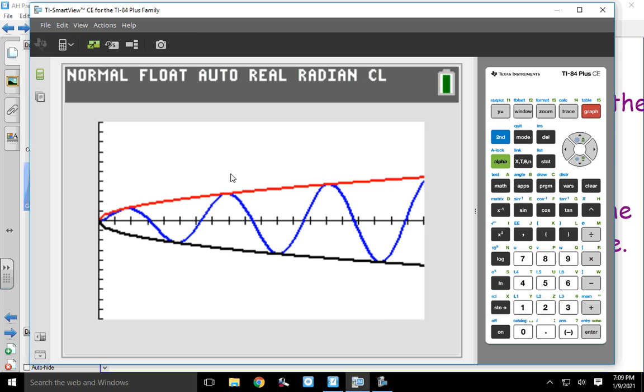So these are the types of graphs we want to explore. What happens when we modify the amplitude or modify the sinusoidal axis so that they're not just constants?